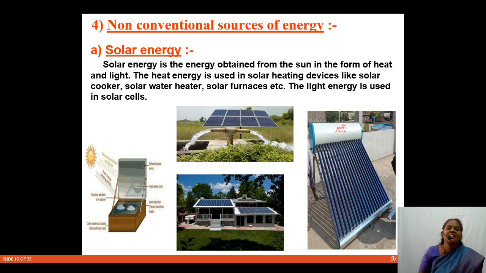The light energy is used in the solar cell to produce electricity. Here I have shown some diagrams. One is a solar cooker. With the solar cell electricity, there are a lot of solar panels generating electricity, pumping out water from the well for the field and so on. In your home, the electricity we can get from solar panels. The roof of your home can be made of solar panels, then it is very easy to produce.